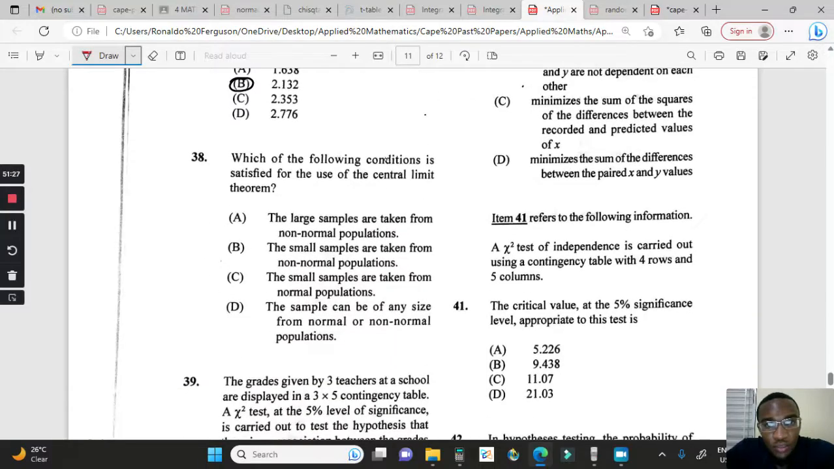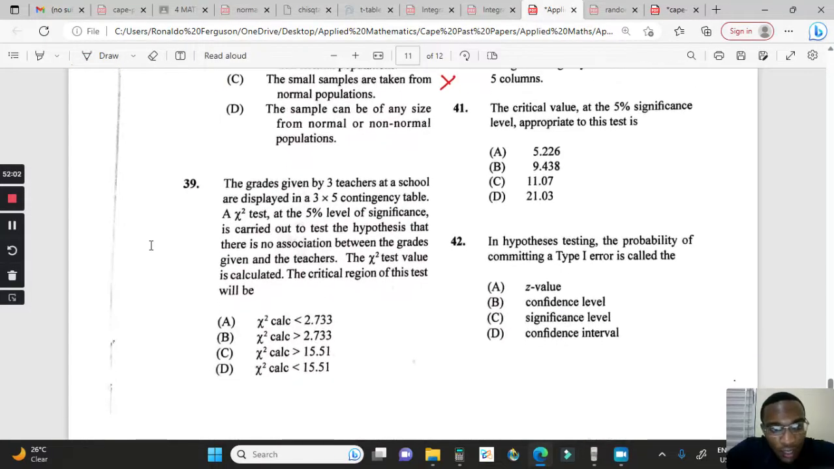Now it says, which of the following conditions are satisfied to use the central limit theorem? We use the central limit theorem when n is greater than or equal to 30, so the sample size is large. Remember, small is less than 30. The population is non-normally distributed, but we can approximate it to normally distributed. So the small sample size, no. The small sample taken from the large sample size, yes, this is it. Option A.